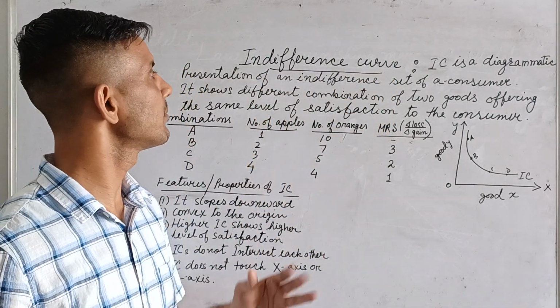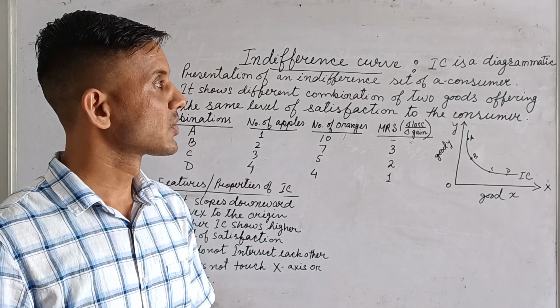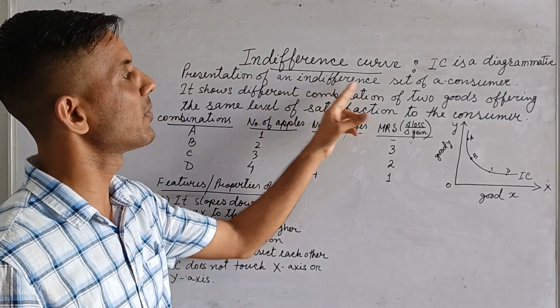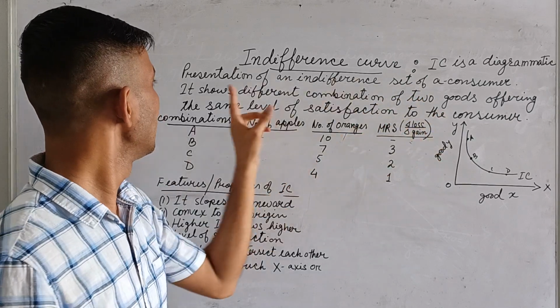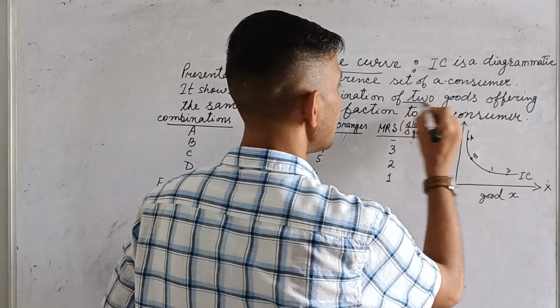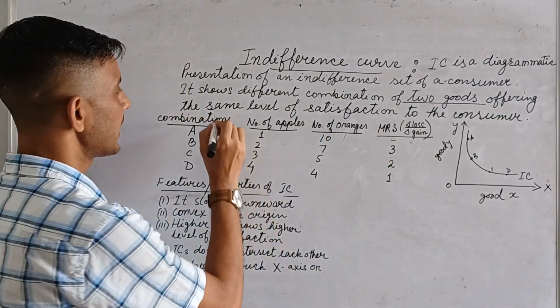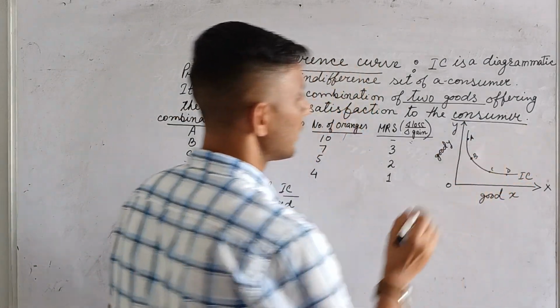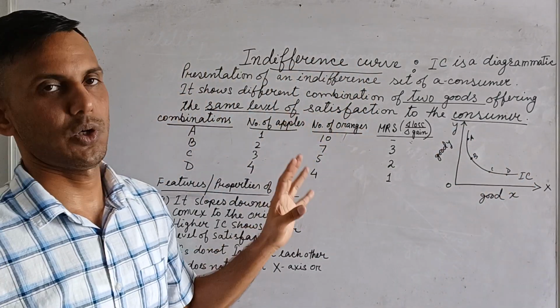What is the meaning of indifference curve? So an indifference curve is a diagrammatic presentation of an indifference set of a consumer. It shows different combinations of two goods offering the same level of satisfaction to the consumer. So these are the key words.